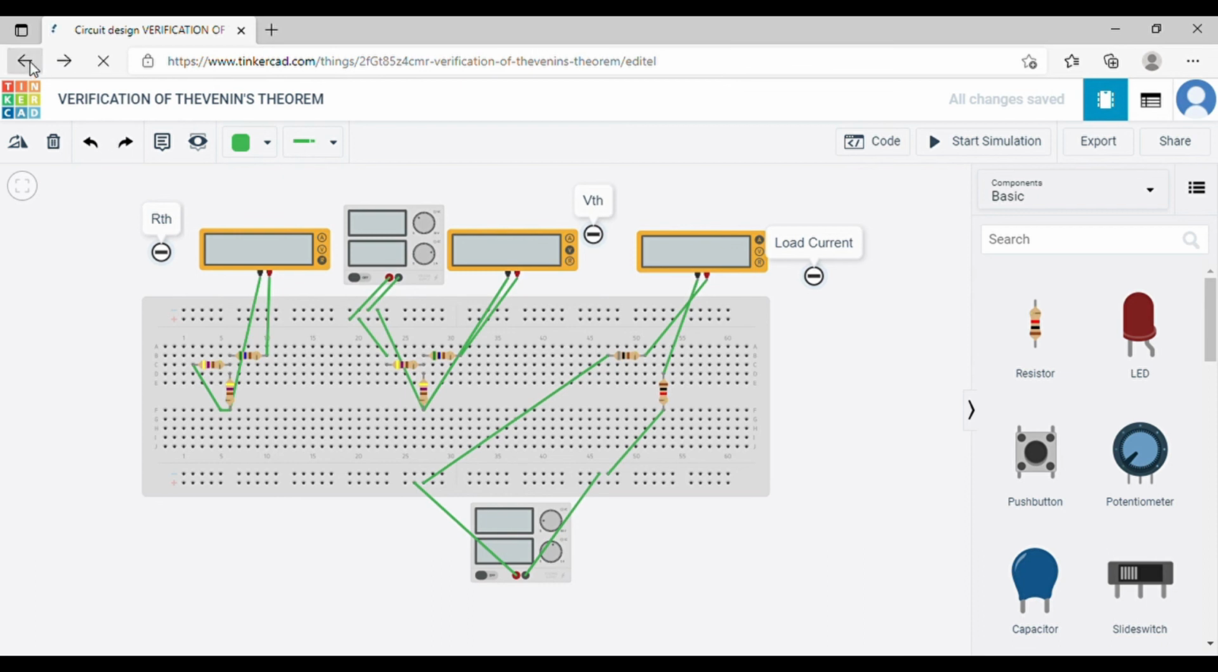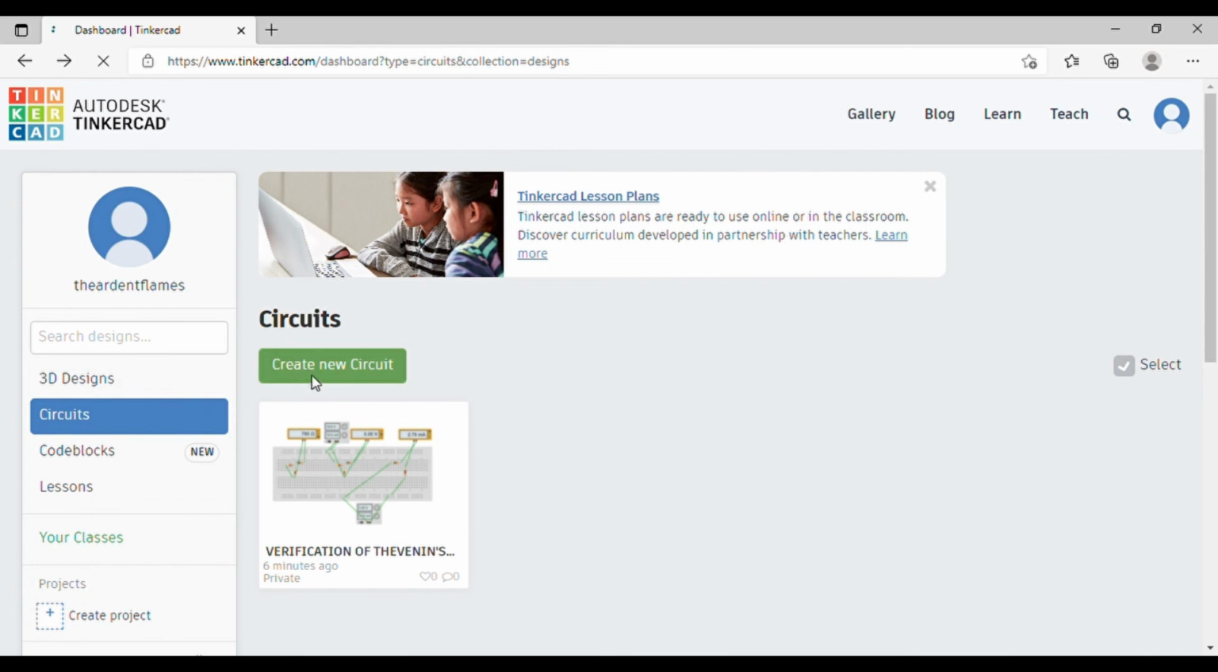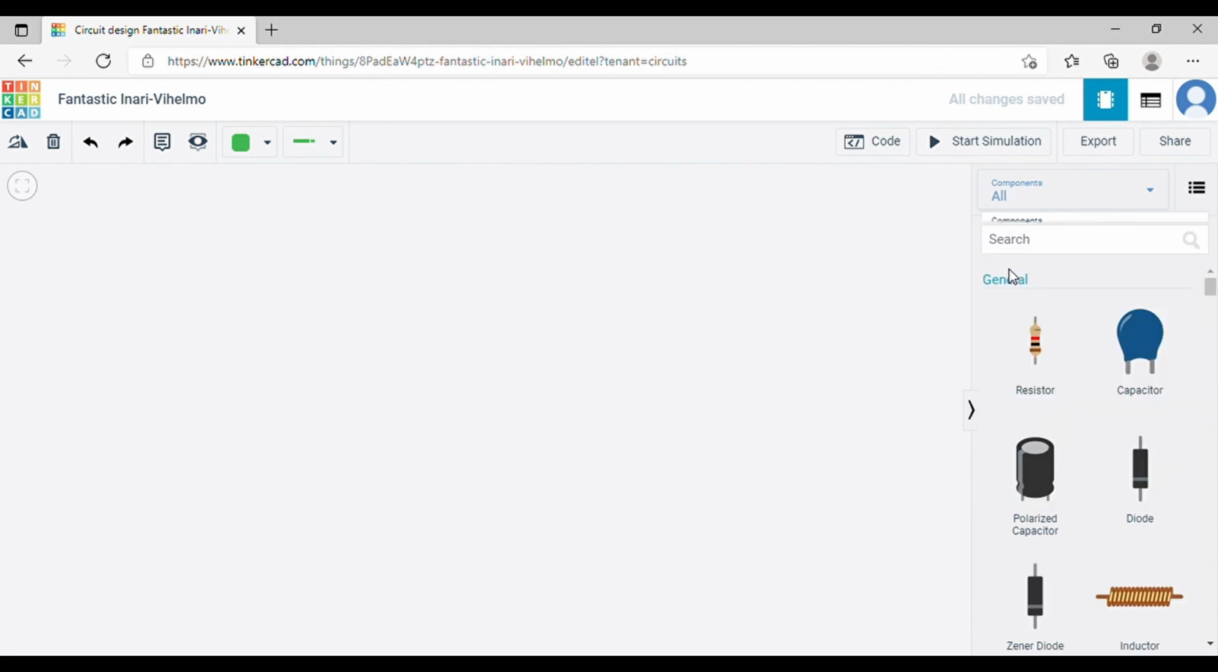Next we are going to implement the Norton's theorem. Click create new circuit. The same procedure is repeated. The components are changed from basic to all. And we can also change the name of the experiment in the title bar as verification of Norton's theorem. Breadboard is chosen by typing the name in the search bar.